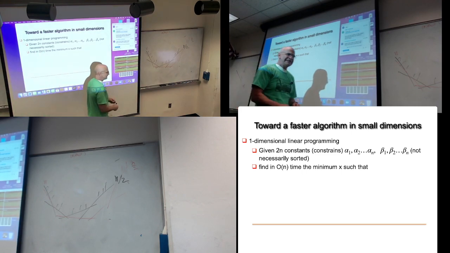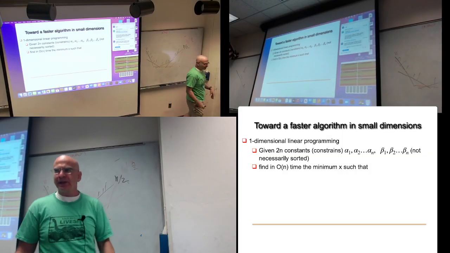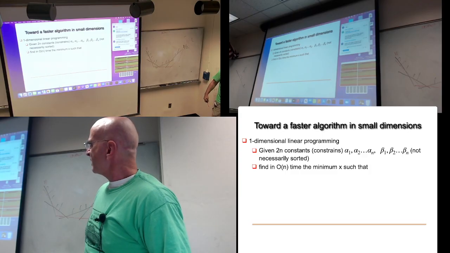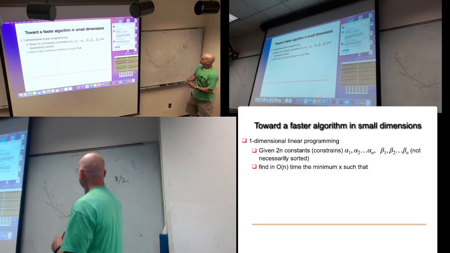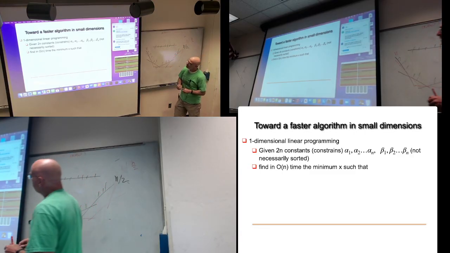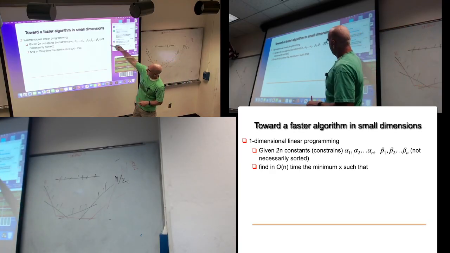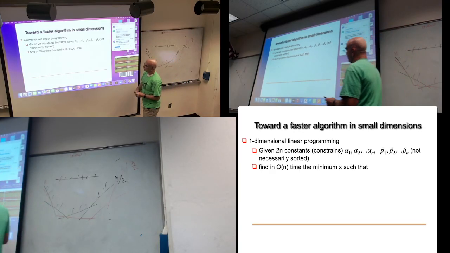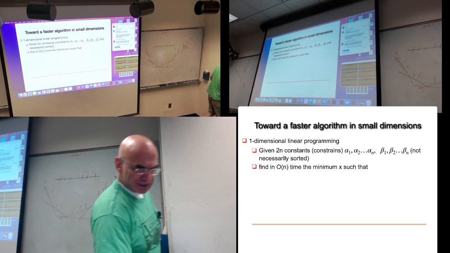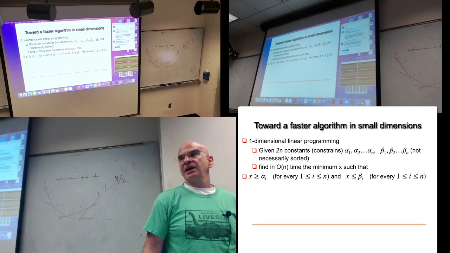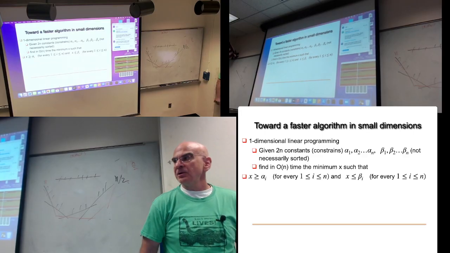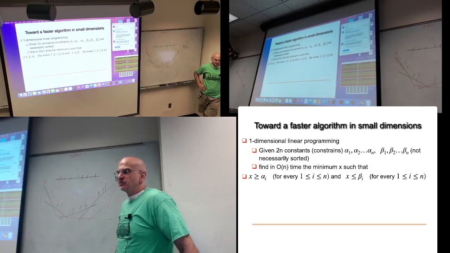Okay, I'm given now 2n constraints or half planes, but all my half planes are just in 1D. Namely, they are just points on the line. All the alpha i's and the beta j's are only points of the line, and my linear programming is given this: find the minimum value of x such that x is larger than every alpha i, and at the same time x is smaller than every beta j.